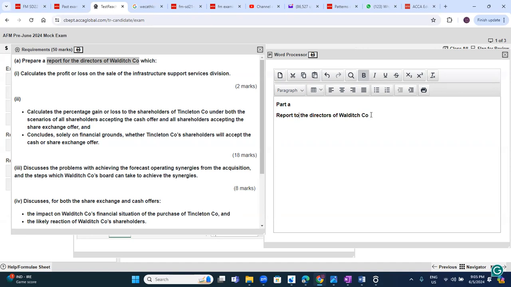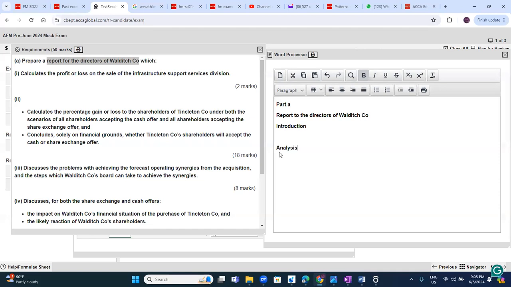You should give this the heading. Then if you want to write the subject, you can write. Otherwise, the examiner normally does not write the subject of the report. Then your first heading should be the introduction. We will solve it. Then go to the requirements one by one. Calculate the profit and loss, calculate the percentage gain, conclude solely on financial grounds whether the T company shareholders will accept the cash offer or share offer.